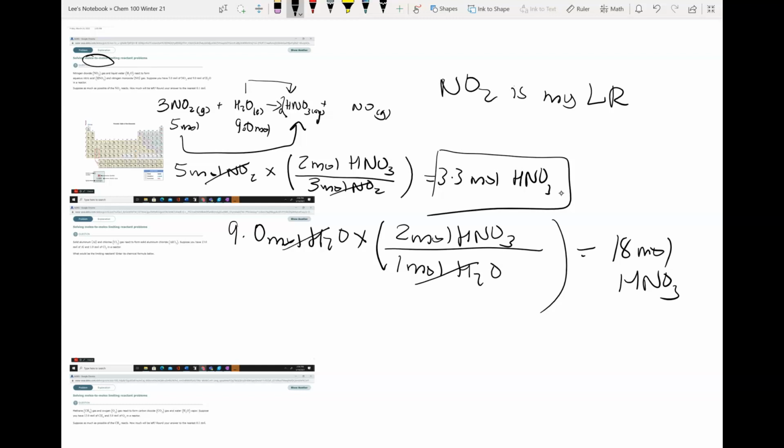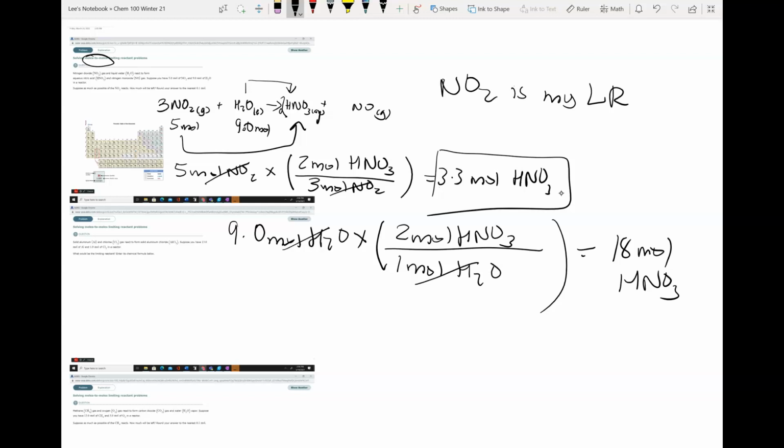And so what's going to happen is the NO2 and the water will react. 1 mole of NO2 will get consumed. 2 moles of NO2 will get consumed. 3 moles, 4 moles, 5 moles of NO2 will get consumed. And then the reaction will stop because we've run out of NO2. Now there will be some water left over. We can't use up all of the water.